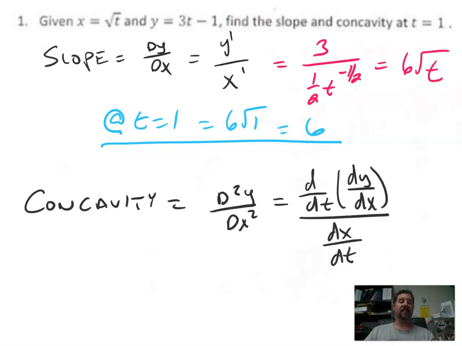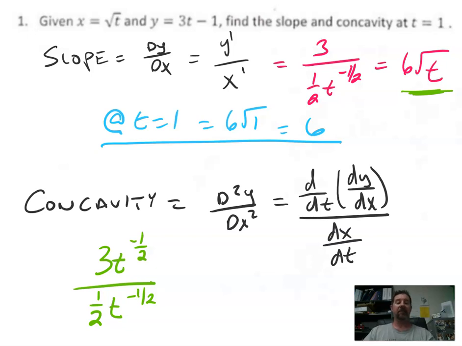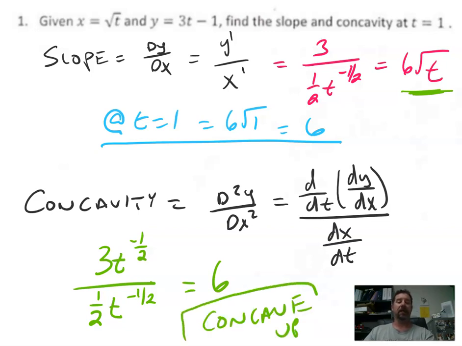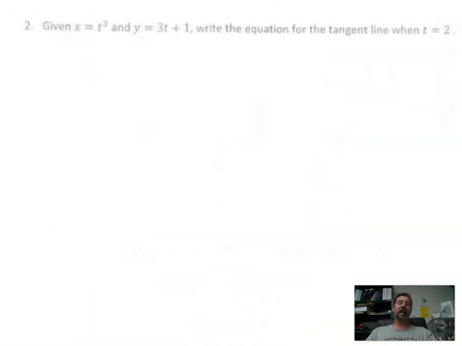So again, to find the second derivative, we're going to take the derivative of the first derivative with respect to t, and then divide that by dx/dt. So this would give me 3t to the negative 1/2 over, again, dx/dt was 1/2 t to the negative 1/2. And when I simplify that, the t's kill off, and I'm going to end up with just 6. So because this is positive, I know that my graph is concave up. And again, because there's no place to plug in a t, it's going to be concave up everywhere. All right, let's move on to our next example, number 2.